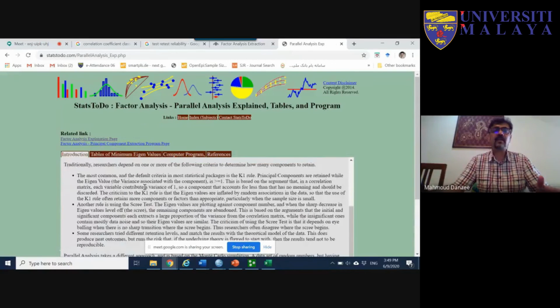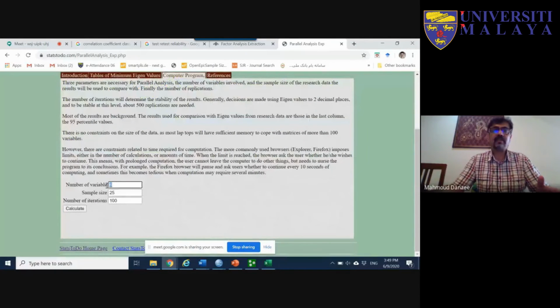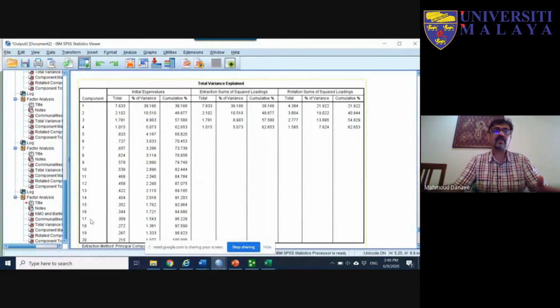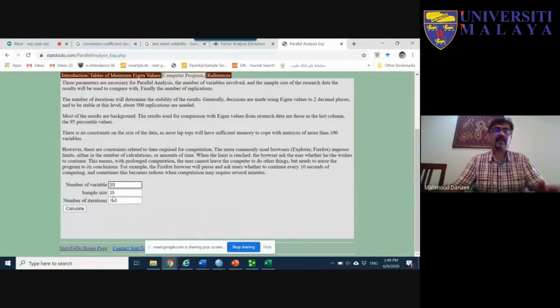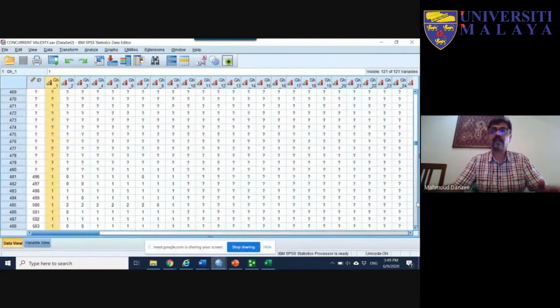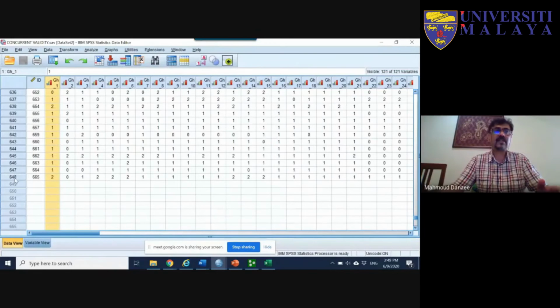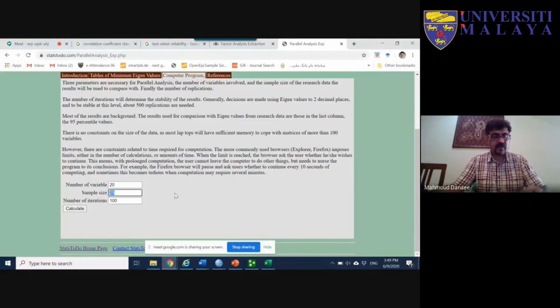Under program, what you need to define, go to the program computers. So what you need to identify is the number of the variables. In this factor analysis, the number of items that I had is 20, correct? So I have to enter 20. And then the sample size. In this study, my sample size is 648. So you need to key in these two numbers, 648, and then the number of the iteration, just leave it as 100 and then calculate.